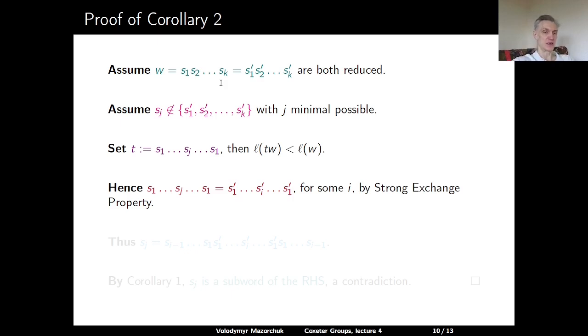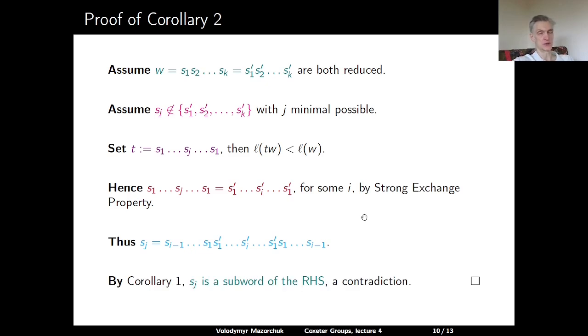And now if we multiply on the left and on the right with s1 and so on up to sj minus 1, and respectively sj minus 1 and so on down to s1, we get that sj is equal to sj minus 1 and so on s1, then s1 prime and so on omitting si prime and so on, and then s1 and so on sj minus 1. By corollary 1, sj must be a subword of the right-hand side, but this contradicts our choices. And this contradiction proves corollary 2.